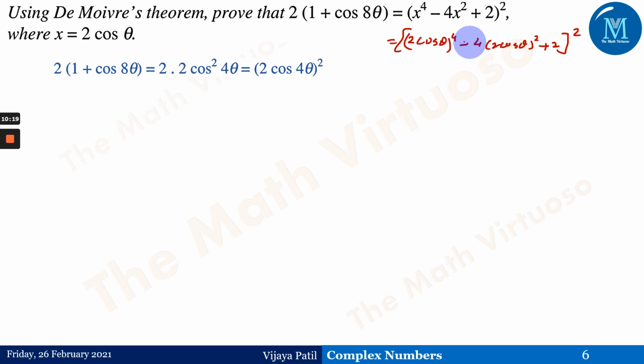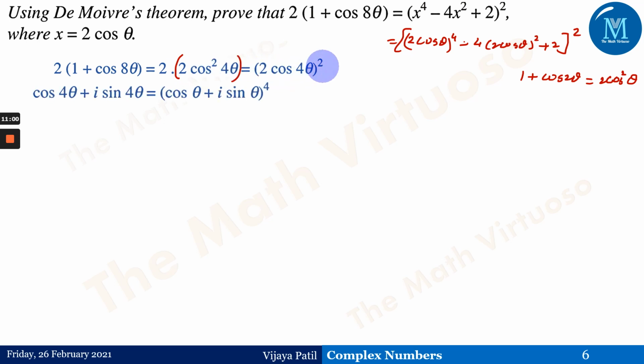Now, again, 2 times (1 plus cos of 8 theta) is equal to, now we are going to use the double angle formula, which we have already used. But let me just take you to the double angle formula. That is 1 plus cos of 8 theta. We have replaced that as 2 times cos square 4 theta, because 1 plus cos of 2 theta is equal to 2 times cos square theta, right? And here the double angle is 8 theta and 4 theta. So it's a double angle formula, and taking the 2 inside, it is nothing but 2 times cos of 4 theta, the whole square.